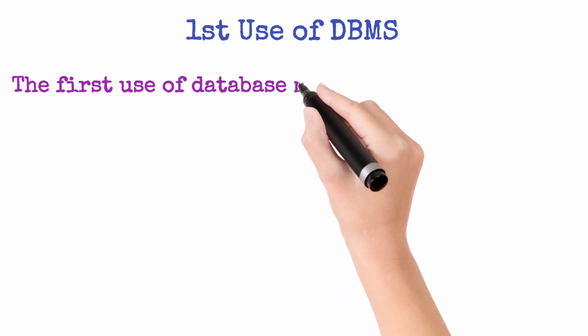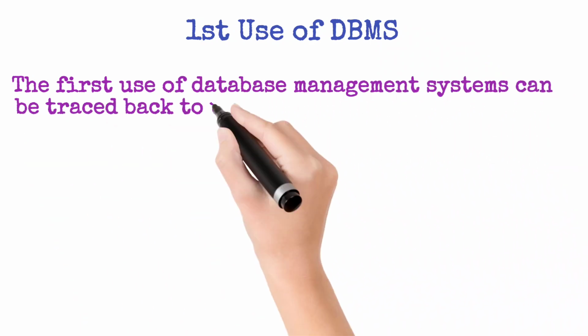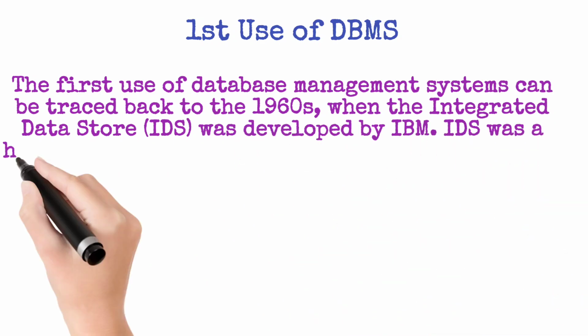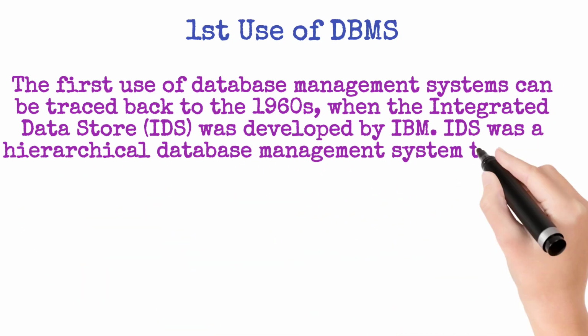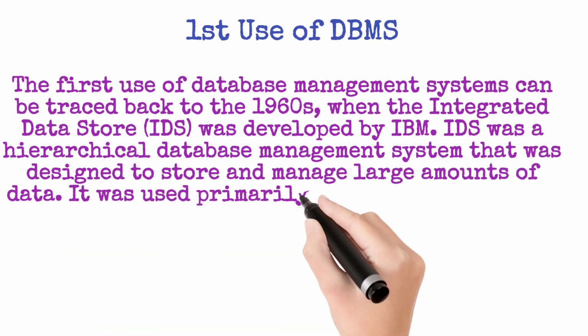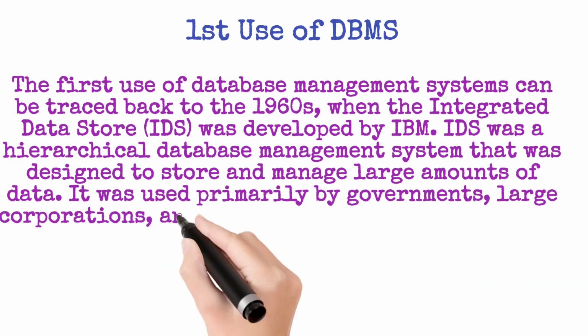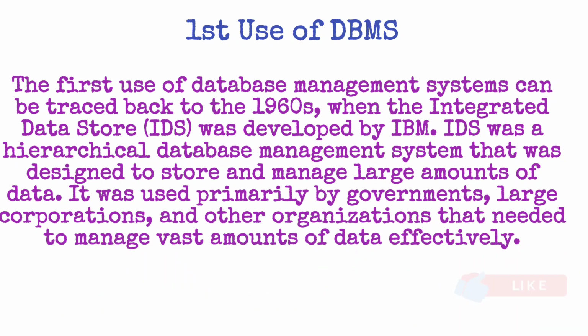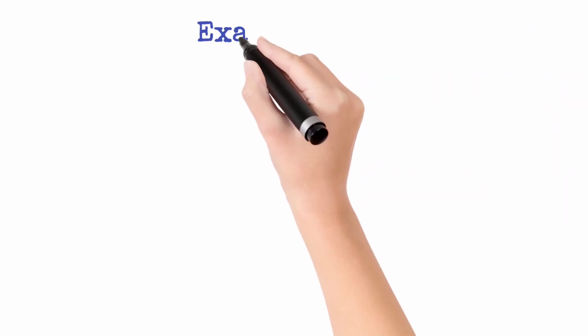So now we will know about the first use of DBMS. I have already told that the first use of DBMS was in the 1960s, that is Integrated Data Store, IDS, which was developed by IBM. IDS was a hierarchical database management system designed to store and manage large amounts of data. It was used primarily by governments or large corporate sectors, not by a single person or smaller organizations.